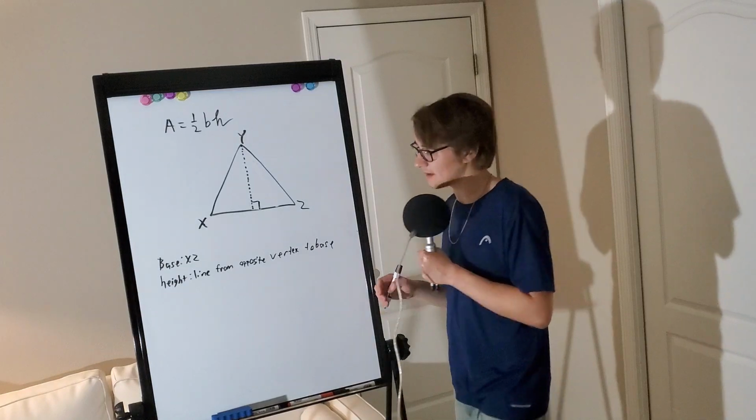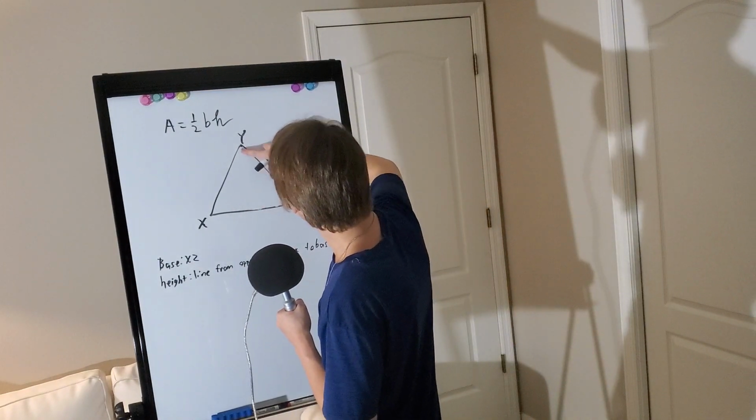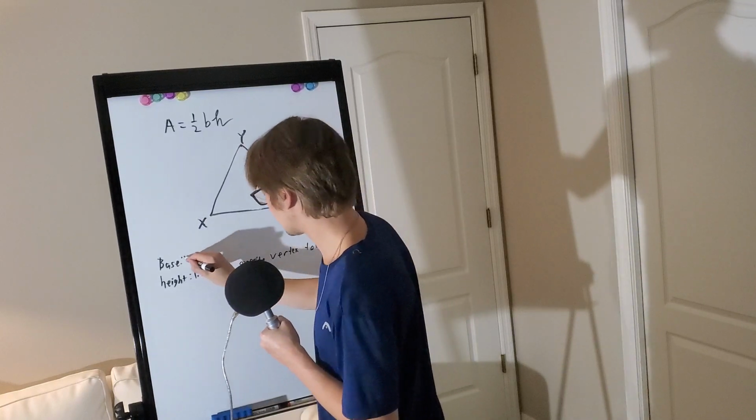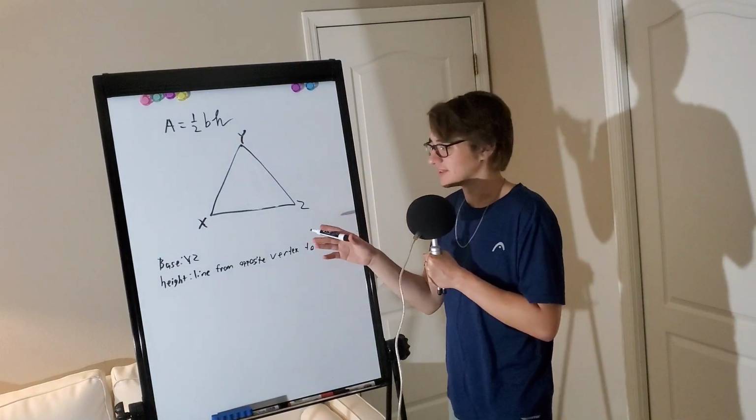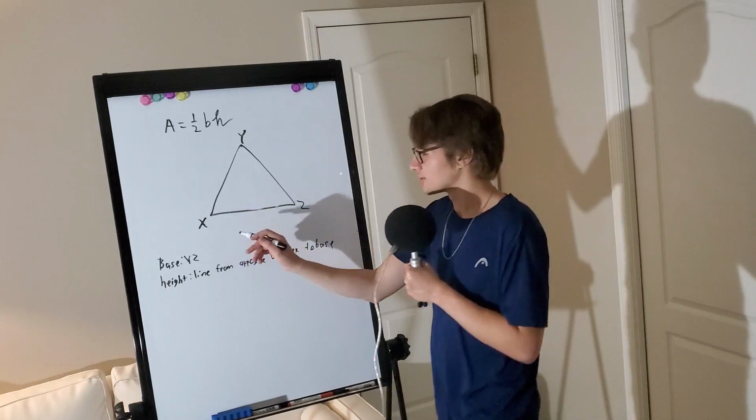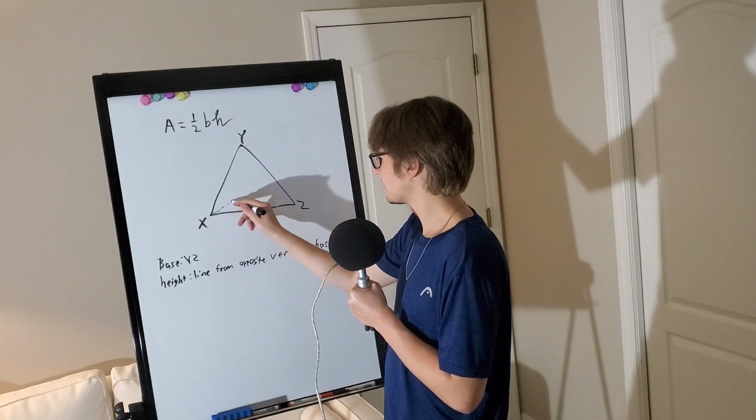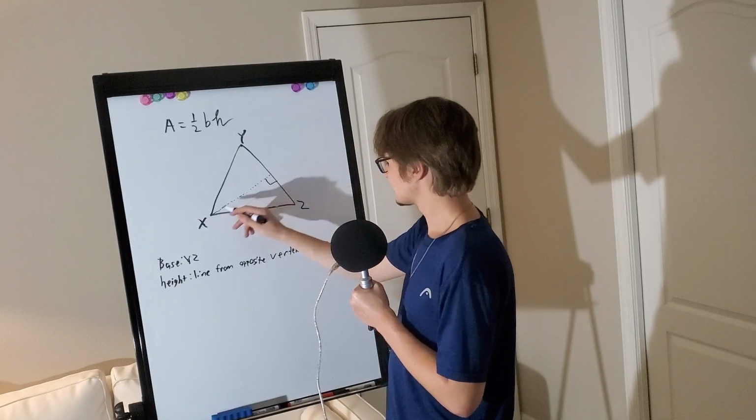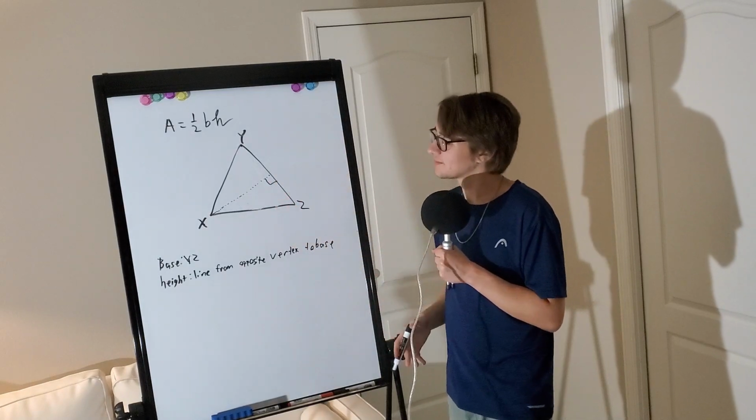All right. If you want to take YZ as our base instead, what would we do? We would take the opposite vertex, which is the missing letter, in this case X, draw a line from it making a right angle with the base. And so this would be the height, the length of this line.